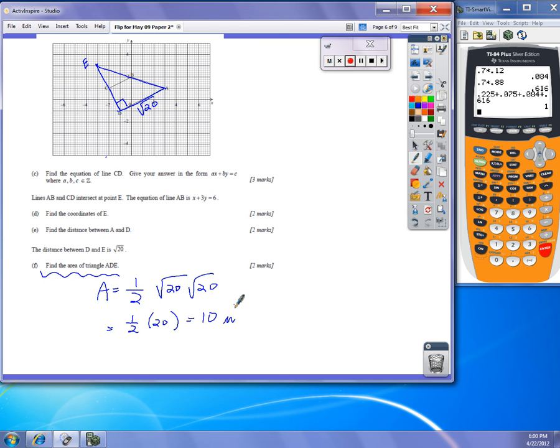Did they tell us it was centimeters? I don't think they did. All right, finish that problem.